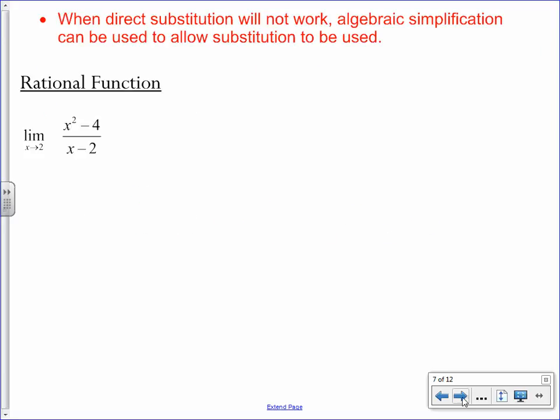Okay. So what happens if we have a rational function where we're plugging in for direct substitution and it causes us to have a denominator of 0? What are we going to do? Let's think about rational functions. If we have a rational function where our denominator is 0, there are 2 different things that could be happening. What's one of them? A hole. The other one would be? Unbounded behavior.